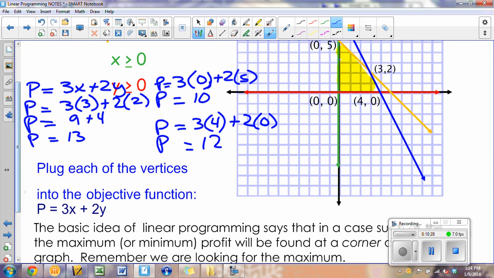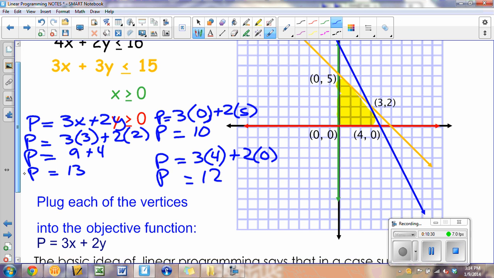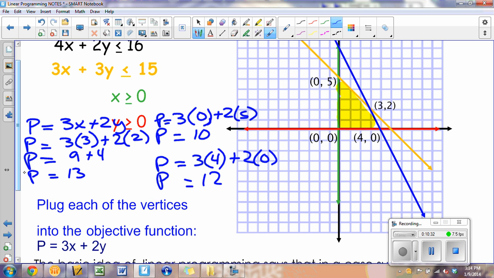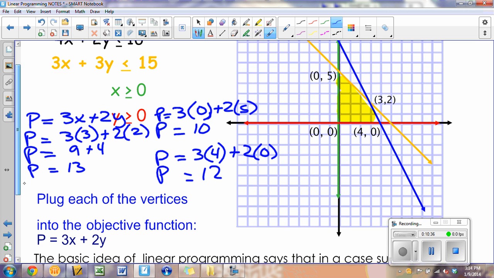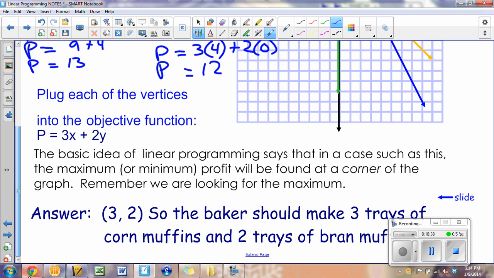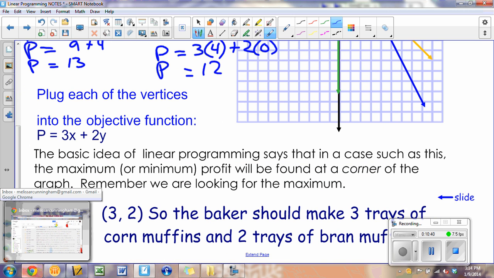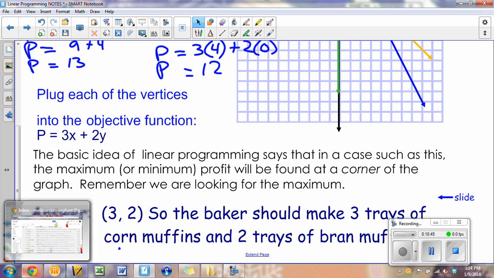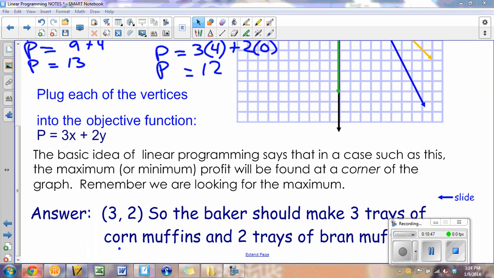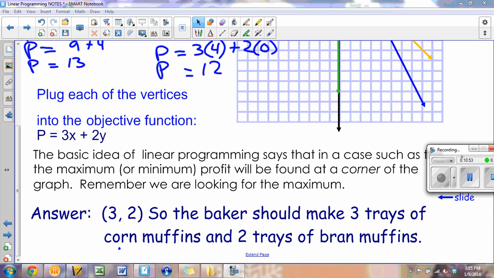Now, I need to be able to interpret this as well. I'm not going to sell 3, 2 or a point, but remember, x represents the corn muffins, and y represents the bran muffins. So what I need to do is sell, well, I didn't get this menu off of here. There we go. The baker needs to make 3 trays of corn muffins and 2 trays of bran muffins.